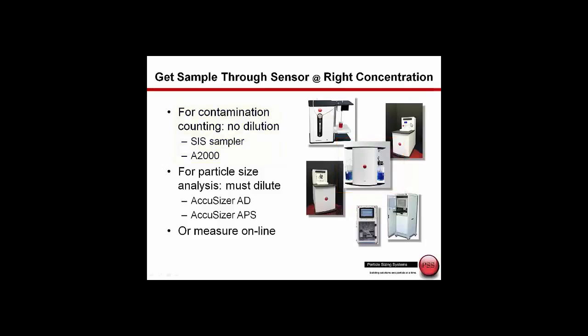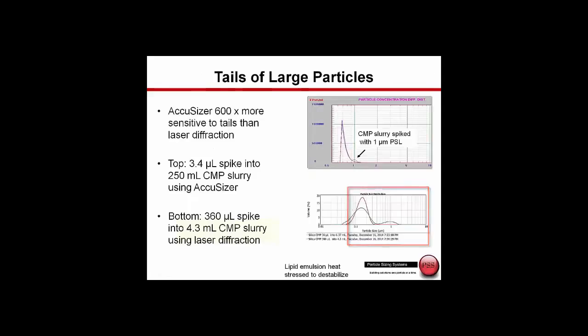The two systems here, the Accusizer AD and the Accusizer APS, have automatic dilution systems, either a single stage or multiple stage. Here we can take very highly concentrated samples, automatically dilute it into that optimum concentration range for the sensor, and perform the particle size analysis and get the particle count still accurately in particles per ml. This can be done in the laboratory, or in the lower right we show the online versions of the Accusizer that can work with any of these sensors and can be used in the process environment.